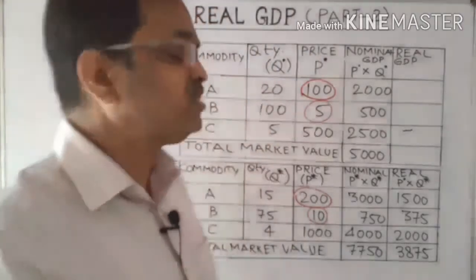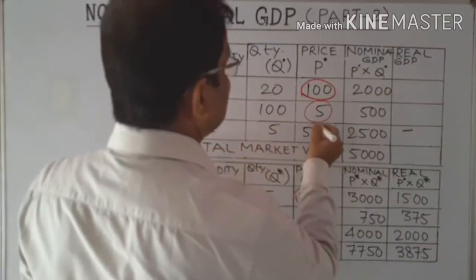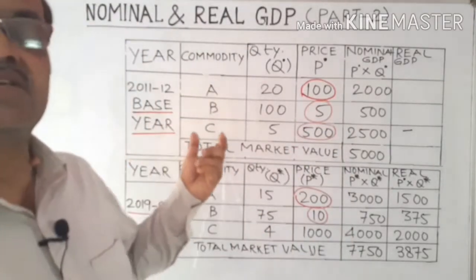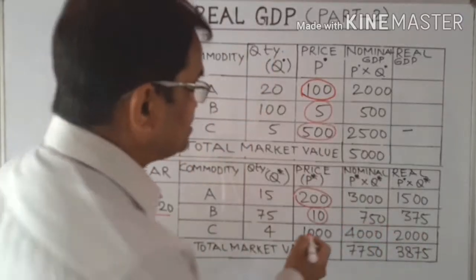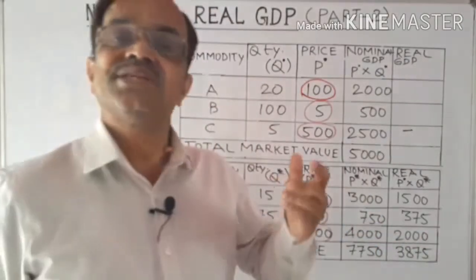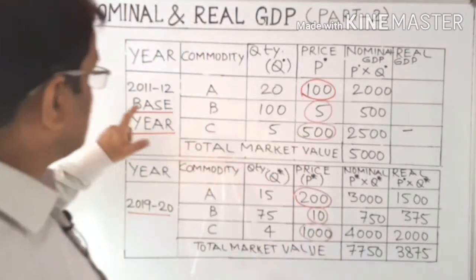Now look at commodity C. It was 500 rupees per unit in the base year, that is 2011-12, and it has increased to 1000 per unit in 2019-20.